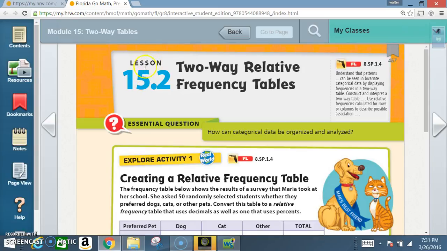Okay, class, today we're in lesson 15.2, two-way relative frequency tables. Essential question: How can categorical data be organized and analyzed?